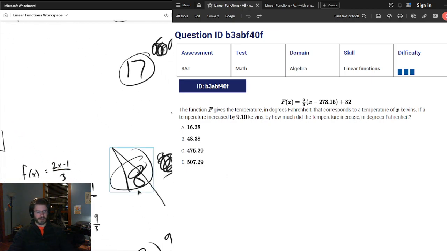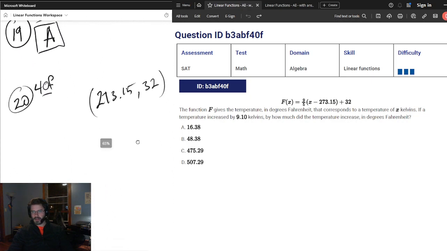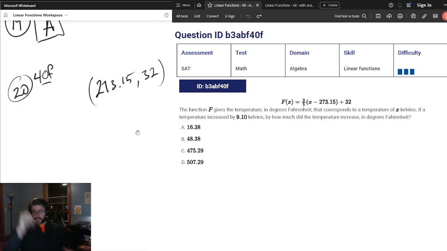So what are they even asking for here? Function gives temperature, who cares? Jump into the question. If a temperature increased by 9.1, by how much did the temperature increase? So we don't actually care about that point that they give us. They want to know the amount of change.